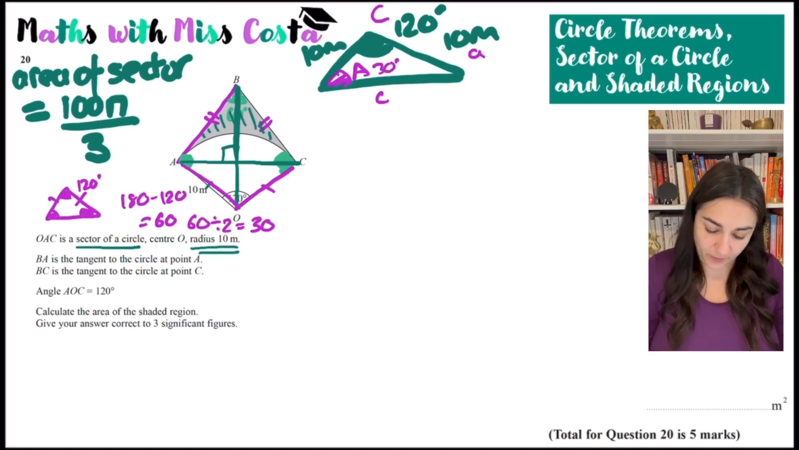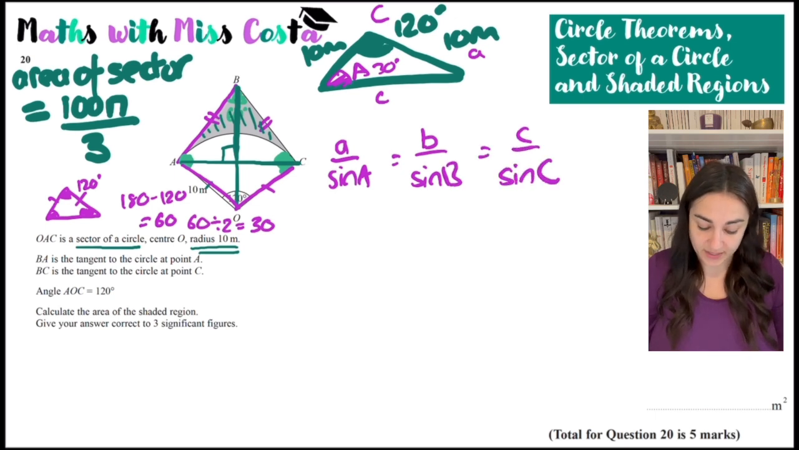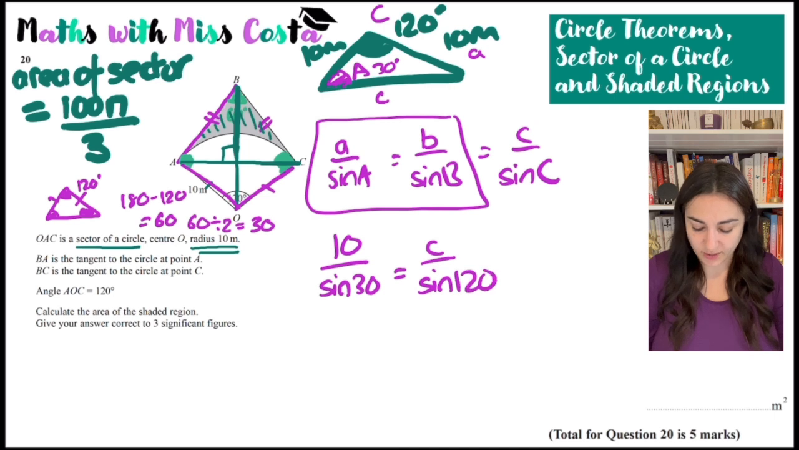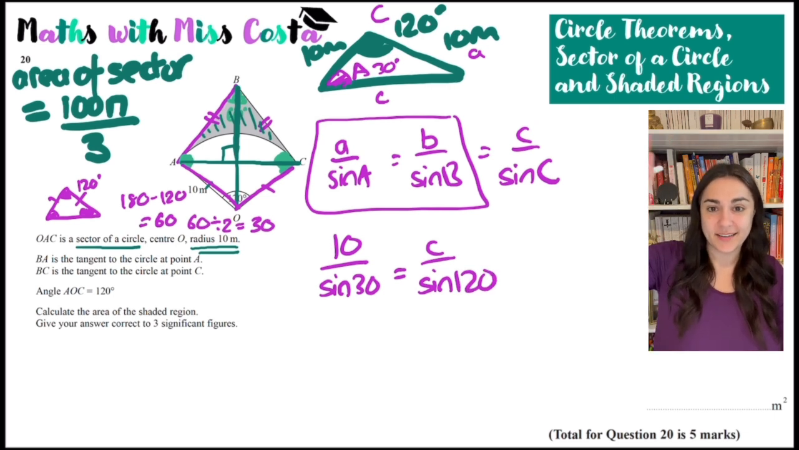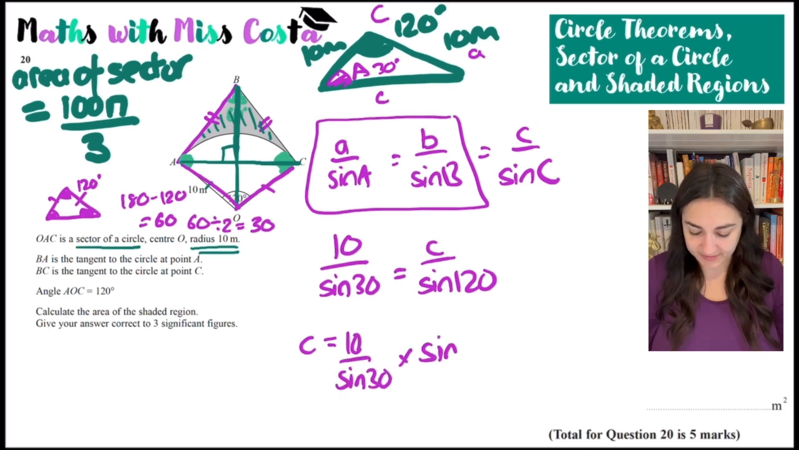So how could I work out C? Well, A over sine A is equal to B over sine B is equal to C over sine C. That's just the sine rule. So let's just pick what to substitute in. So I know that 10 over sine 30 must be equal to C over sine 120. Remember, the sides are interchangeable, as long as the little letter is opposite the angle with the same corresponding big letter. So therefore C is going to be 10 over sine 30 times sine 120.